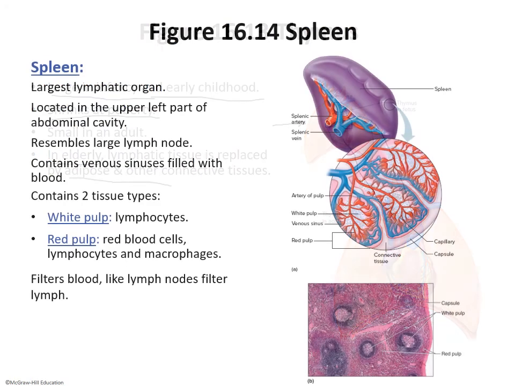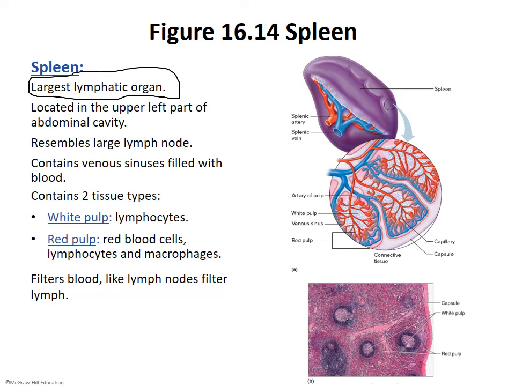It can have adverse reactions that you don't even realize. Moving on. The spleen. Now, the spleen is definitely something I want you to know. It's the largest lymphatic organ. The spleen is the largest lymphatic organ. It is in the upper left abdominal cavity. All right, in the upper right, we have the liver. The upper left is the spleen. It's important to know that. It's good landmarks to know.